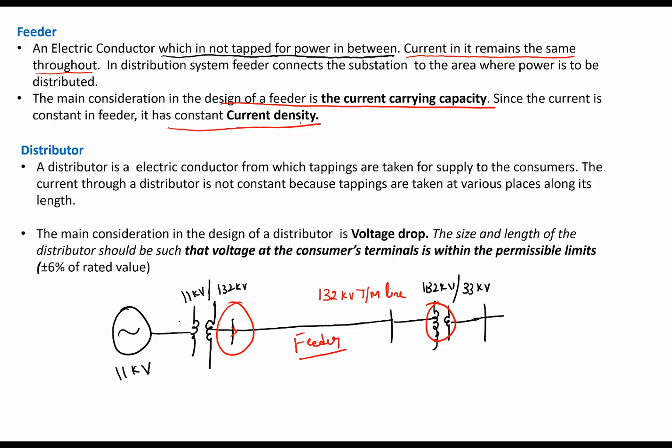The current through the feeder is constant. So the design of a feeder is mainly based on how much current it is supposed to carry, for voltages up to 220 kV. For 220 kV feeders, the main design criteria is the current carrying capacity or current density.